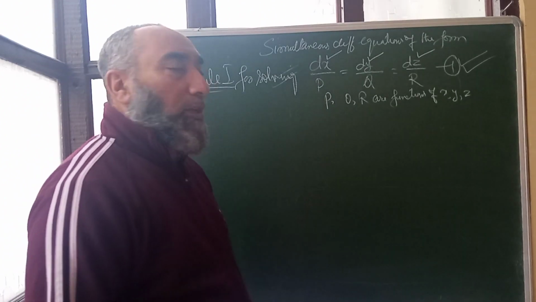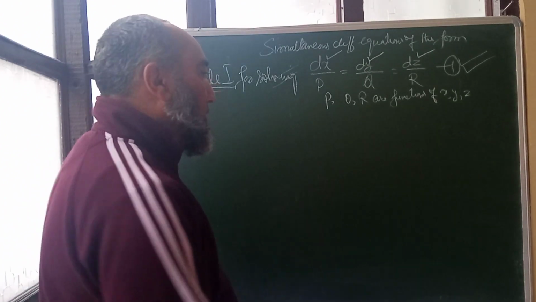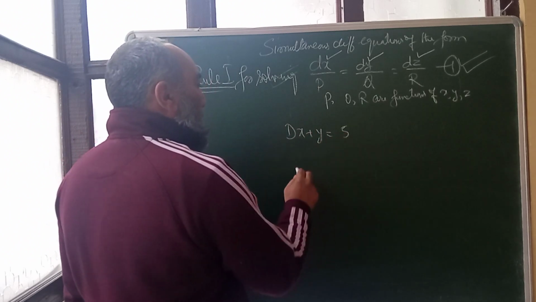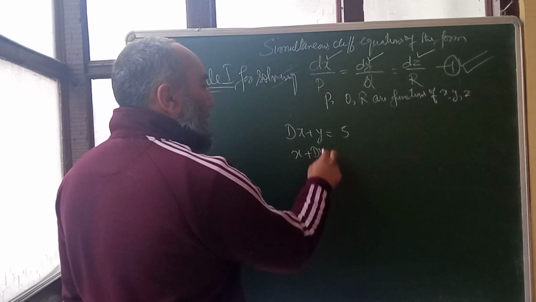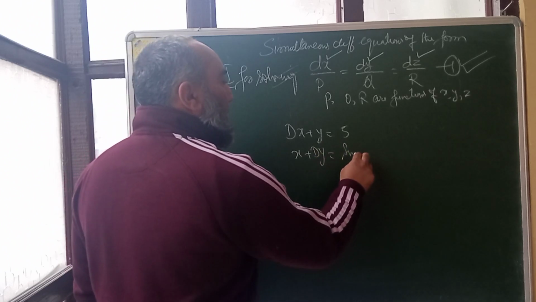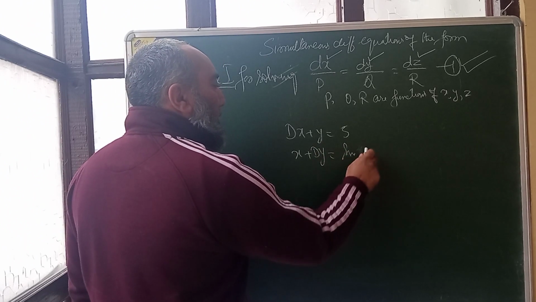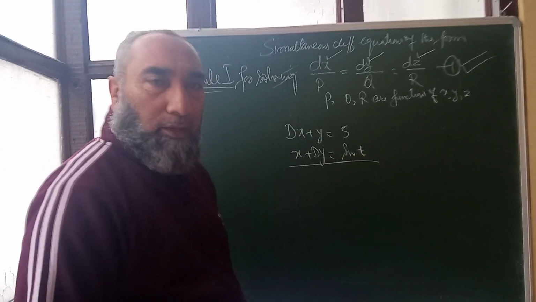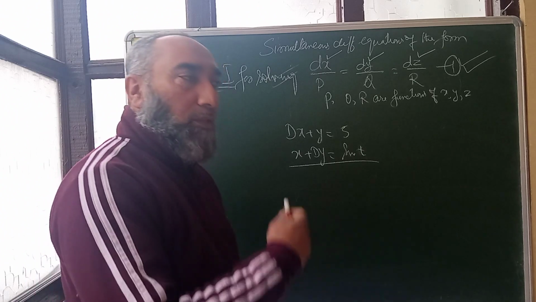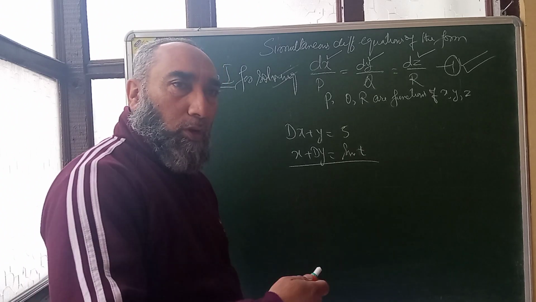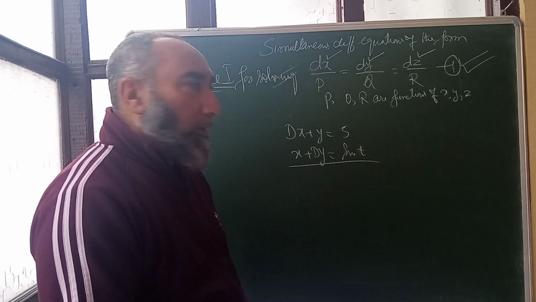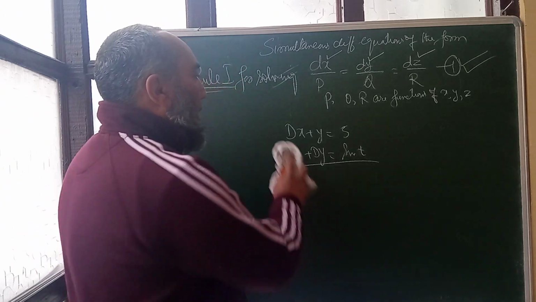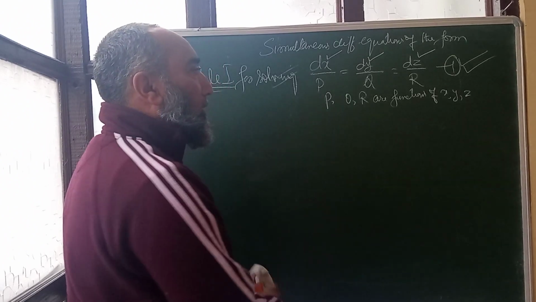Now, how to solve this equation? We have seen that for a simultaneous linear differential equation, say dx plus y equal to 5x plus dy equal to sine x, how are you doing it? You are eliminating first either x or y. You are finding x first, then y, or first y and then x. So you are finding 2 solutions at least. Here, how to find the two solutions? What is the rule?